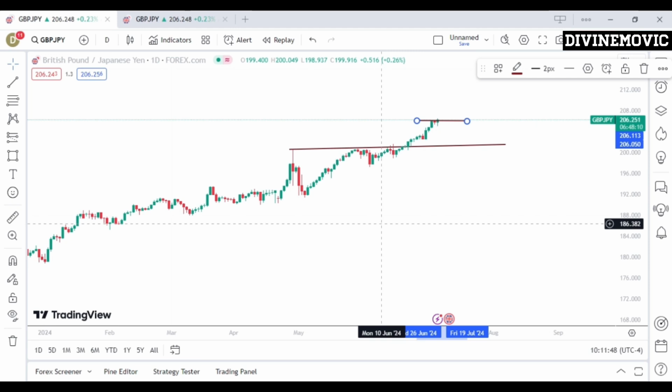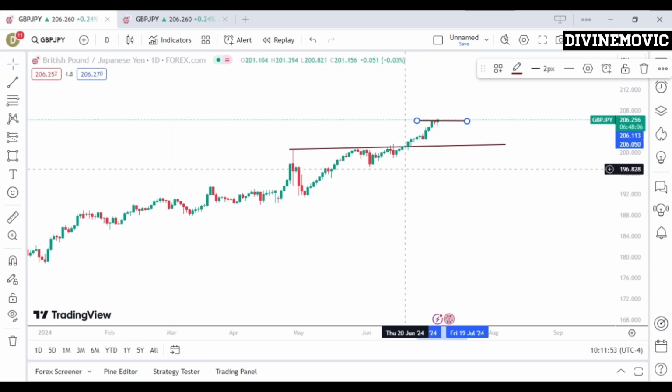And where you want to identify it is simply on the 4 hours time frame by simply understanding the market structure from this key level here to this point here.